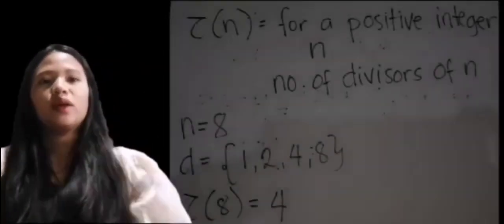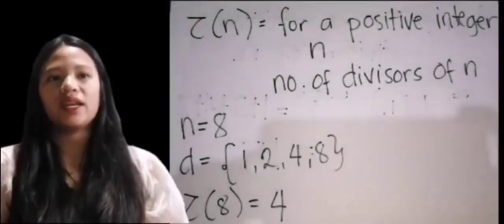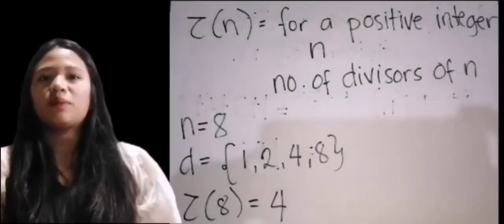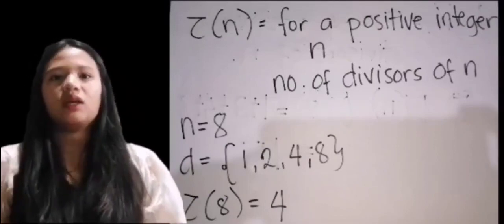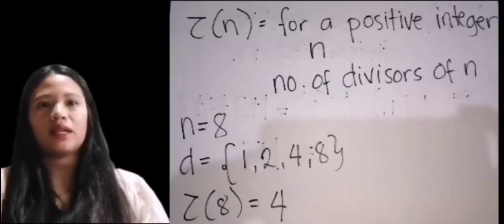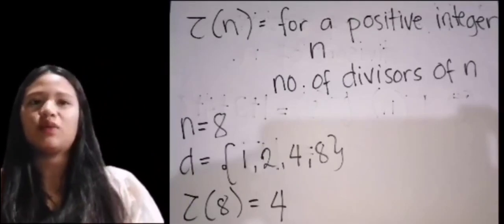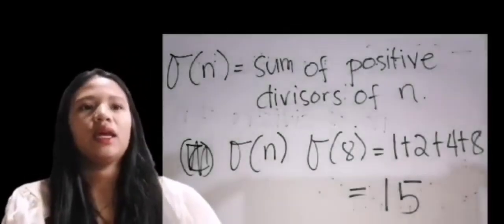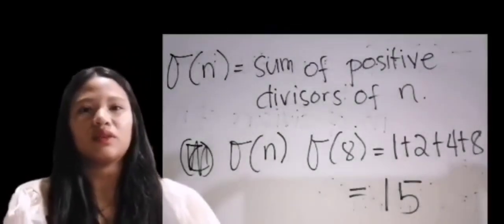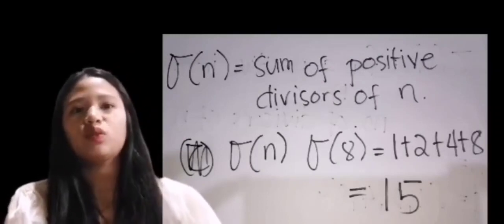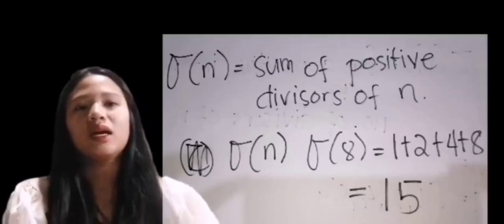For tau n, for a positive integer n, tau n is the number of positive divisors of n. For example, n is equal to 8. The positive divisors of 8 are 1, 2, 4, and 8. So this means tau of 8 is equal to 4. Now for the sum of divisors, we have sigma n. This is the sum of positive divisors of n.